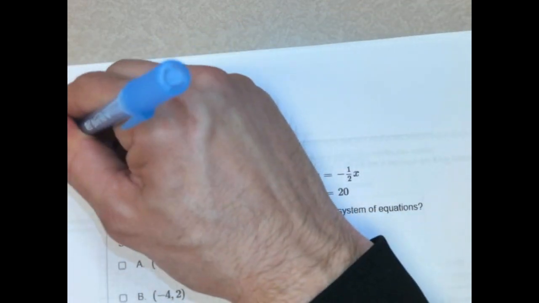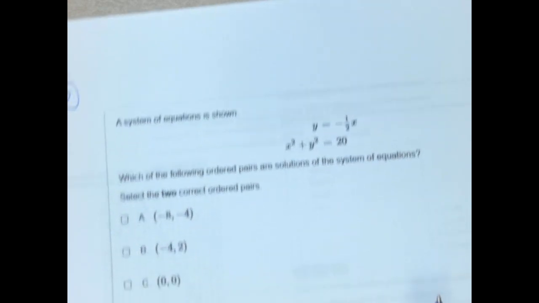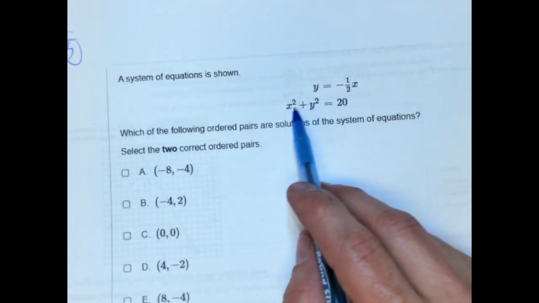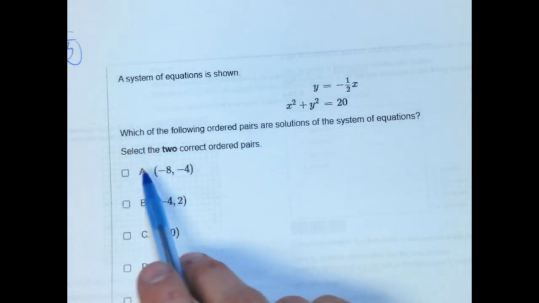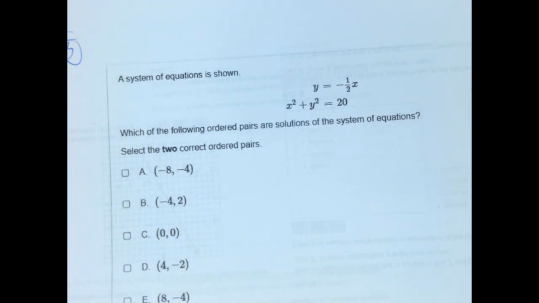Number 5. Okay, a system of equations is shown here. We have y equals negative 1/2 x, and then we have x squared plus y squared equals 20. Which of the following ordered pairs are solutions to the system of equations? Pick 2 ordered pairs.